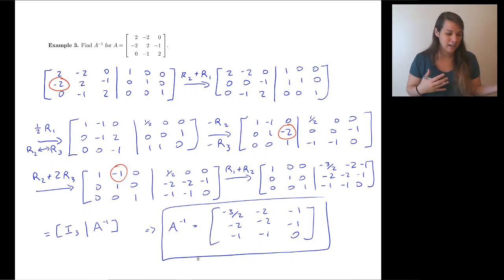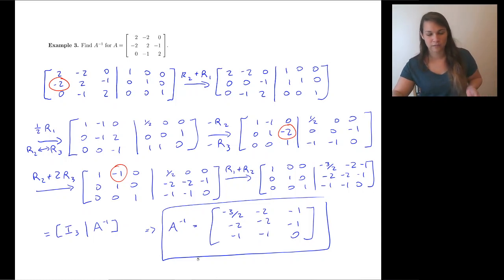We didn't run into any 0 rows, which means we would have needed to stop. Hallelujah. We got to see this in motion. Okay.